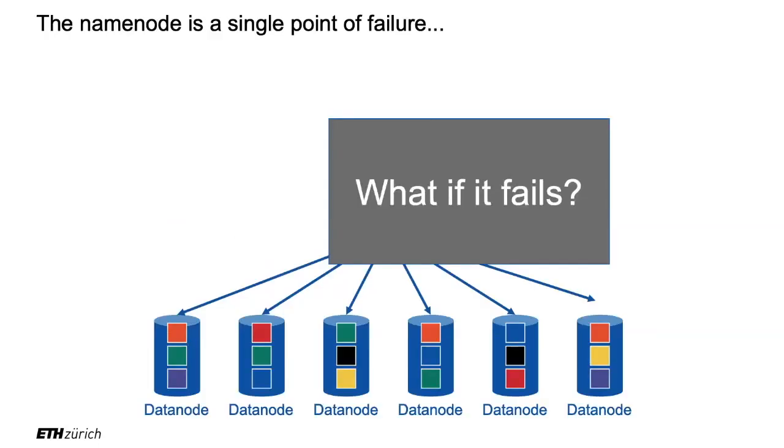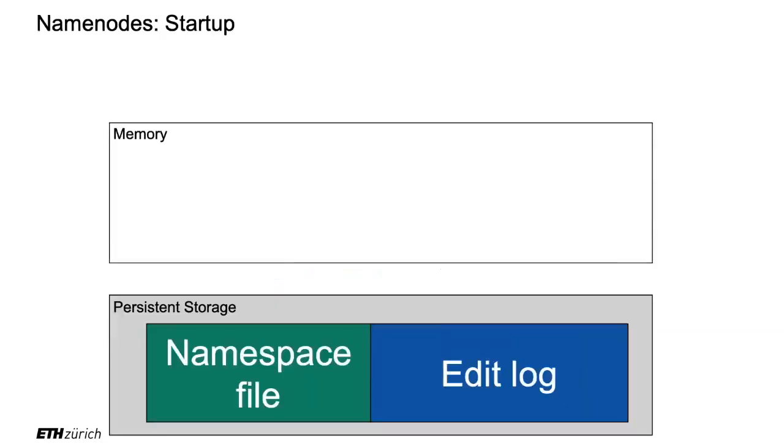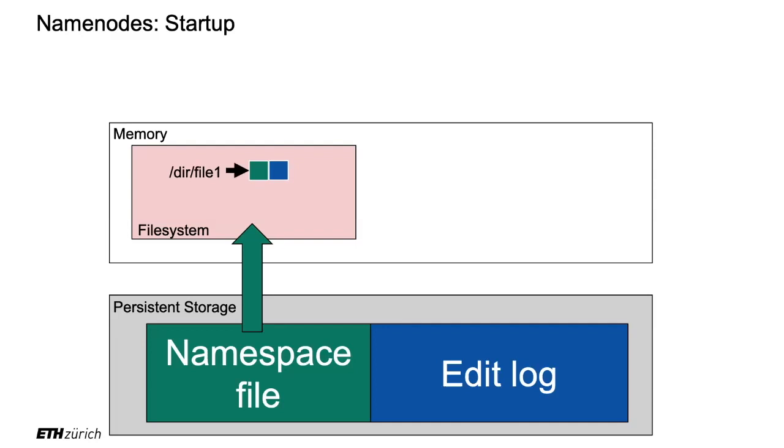All right. So now if it fails, we need to start it up again. What that means is it's crashed, so we have nothing left in memory. It's a total disaster. Then we look at the network attached drive where we actually saved this namespace file and edit log. So we have a backup. Now we are happy. So what do we do? We take the namespace file first, and we copy over the entire file namespace and the mapping from the files to the blocks.